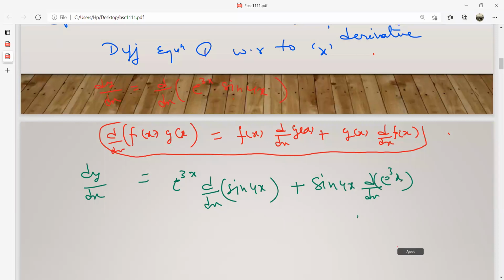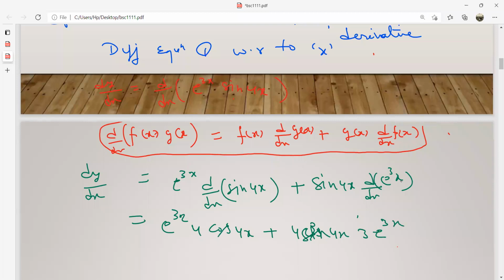We know that e^(3x) is constant here, and the derivative of sin 4x is always 4 cos 4x. Plus, here sin 4x is constant, and the derivative of e^(3x) is 3e^(3x). This is your first derivative.